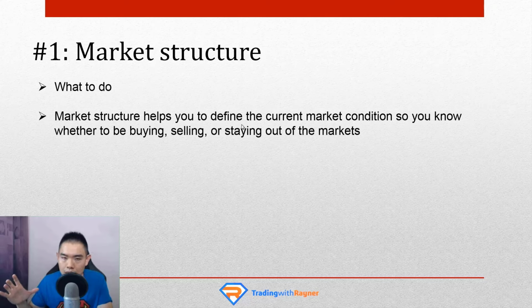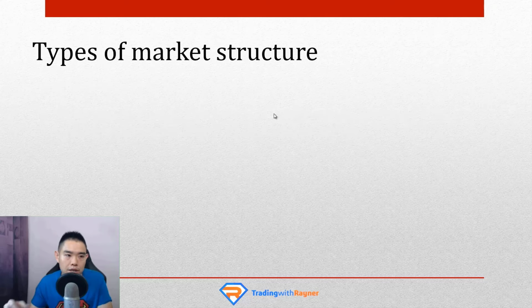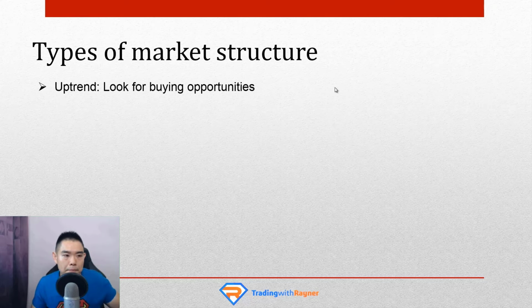So let's dive a little bit deeper into market structure. There are different types of market structure, but for this video, I will share with you 3 broad categories of market structure. Number 1 being an uptrend. If you know a market is in an uptrend, not necessarily stock, can be currency pairs, etc., you want to look for buying opportunities. So let me explain to you what an uptrend is.